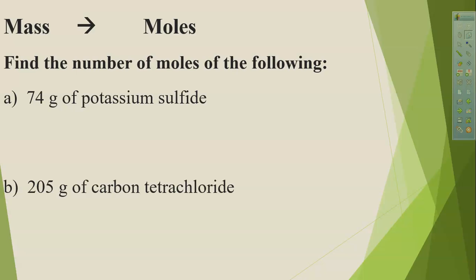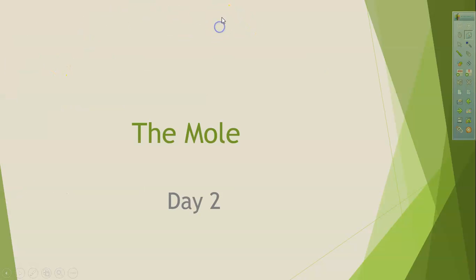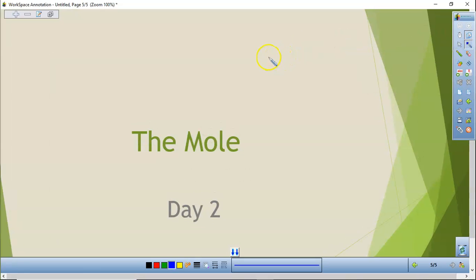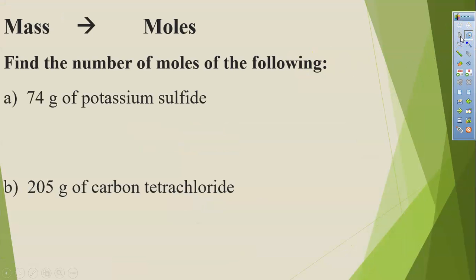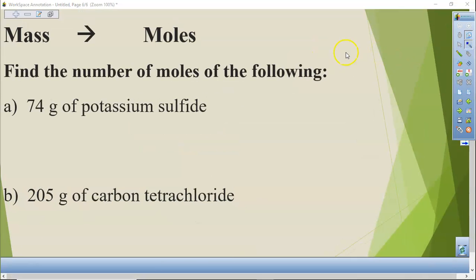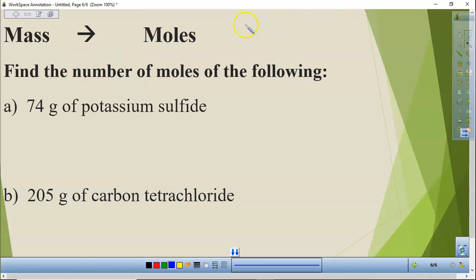Okay, so let's go backwards. Let's go from grams to moles. Let's find the number of moles. So let's see. We're going to use that, and we're going to go back a slide. There we go. All right, there we go. We are going to use 1 mole is equal to the molar mass of the substance.